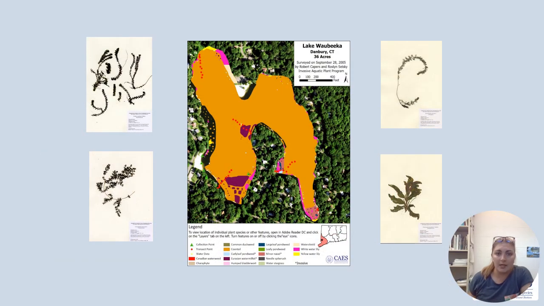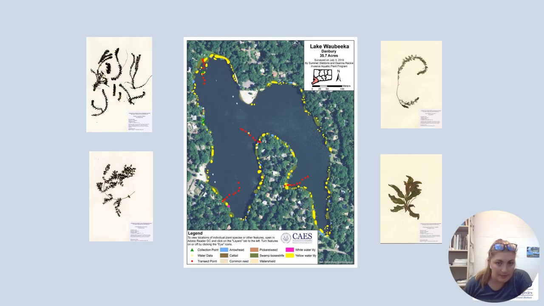This is Lake Wabika. We surveyed it in 2005, and you can see that a lot of the lake was covered in coontail and some other native species, as well as invasive Eurasian watermilfoil. So they put in grass carp, and then we went back in 2019, and pretty much all that was left was lily pads, things that grass carp don't eat.